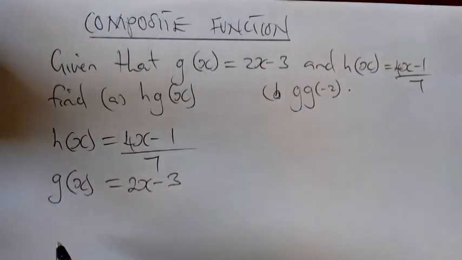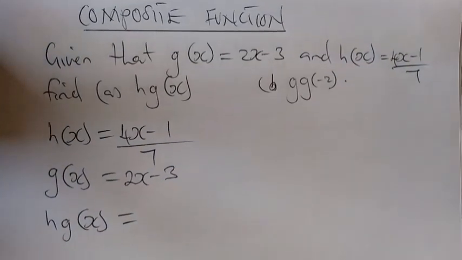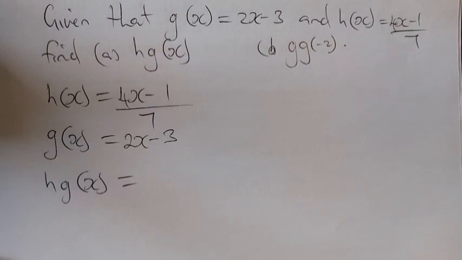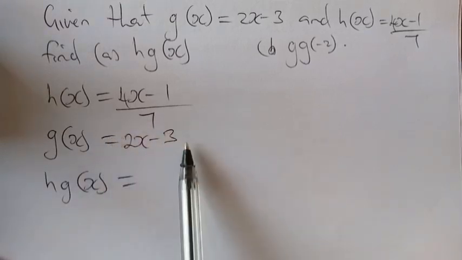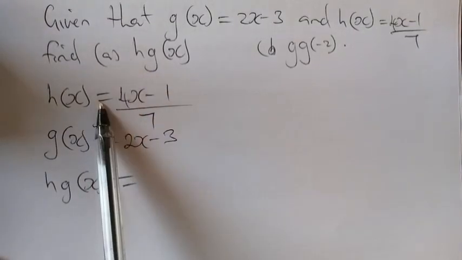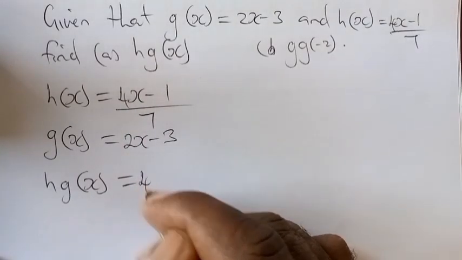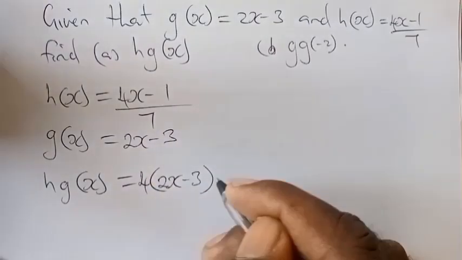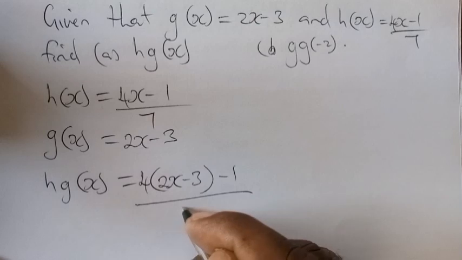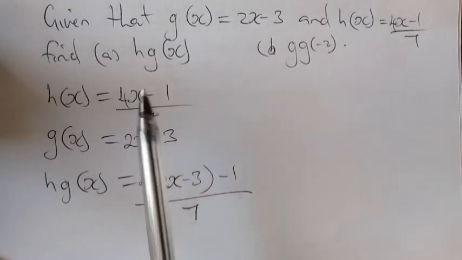So now to find hg of x, we are going to substitute the minor function into the main function where we have letter x. So the minor function is this one. We are going to substitute it into the main function where we have the letter x. So this becomes 4 open bracket 2x minus 3 and then minus 1, everything divided by 7. So what we have done here is just to get this one and put it in there.